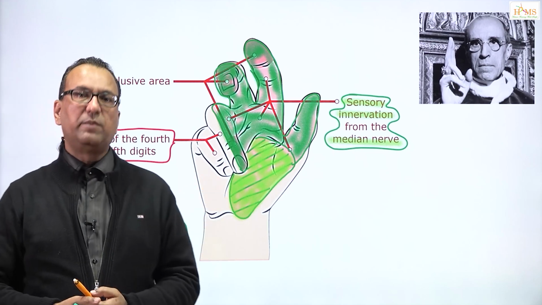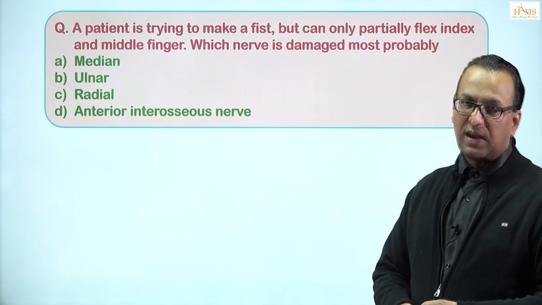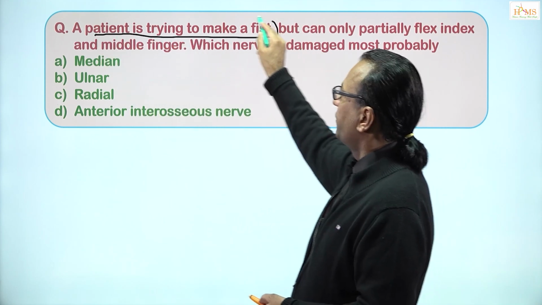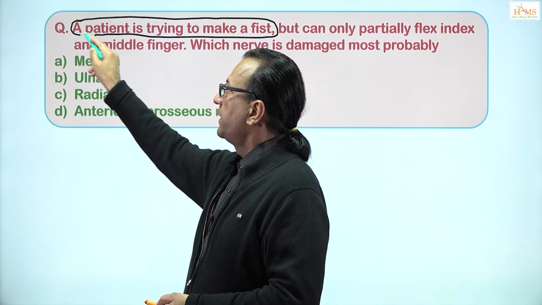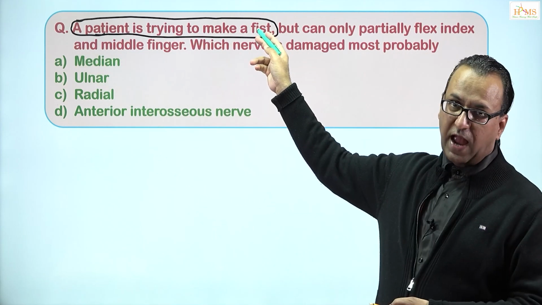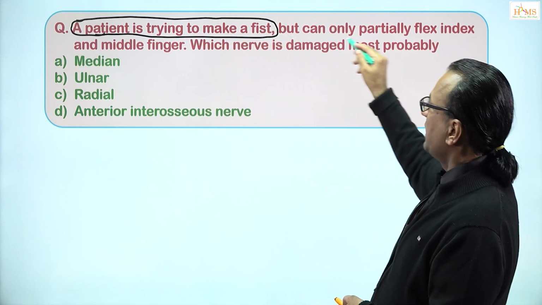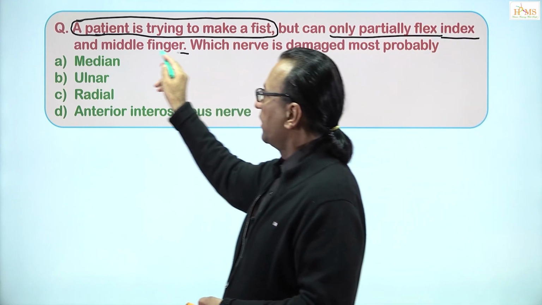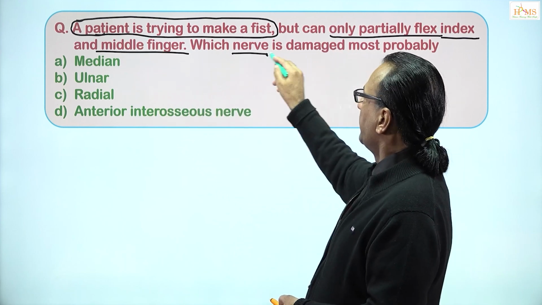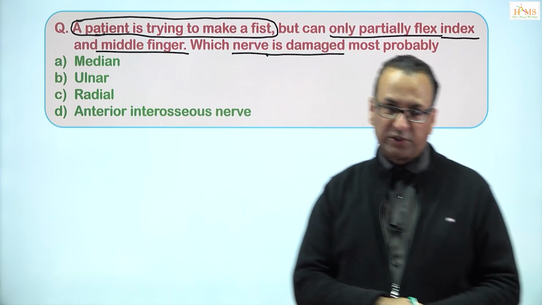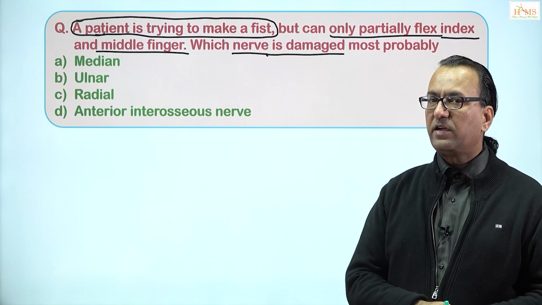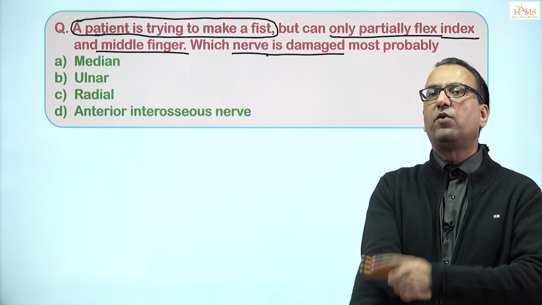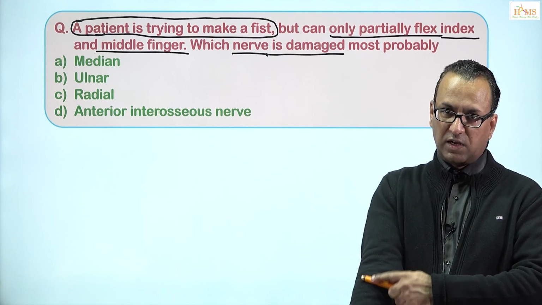In fact, we have a similar question. Let us move on to that question now. When we look at the clinical presentation, this patient is trying to make a fist. Such a statement should immediately prompt us to think in terms of the hand of benediction. And moreover, the examiner is mentioning the patient is partially flexing the index finger and the middle finger. And we already know which nerve is damaged most probably. If you go through the literature, it is mostly mentioned as the median nerve injury at a higher level leading to hand of benediction. The muscle supplied by median nerve in the forearm, especially the flexor digitorum profundus, gets compromised.